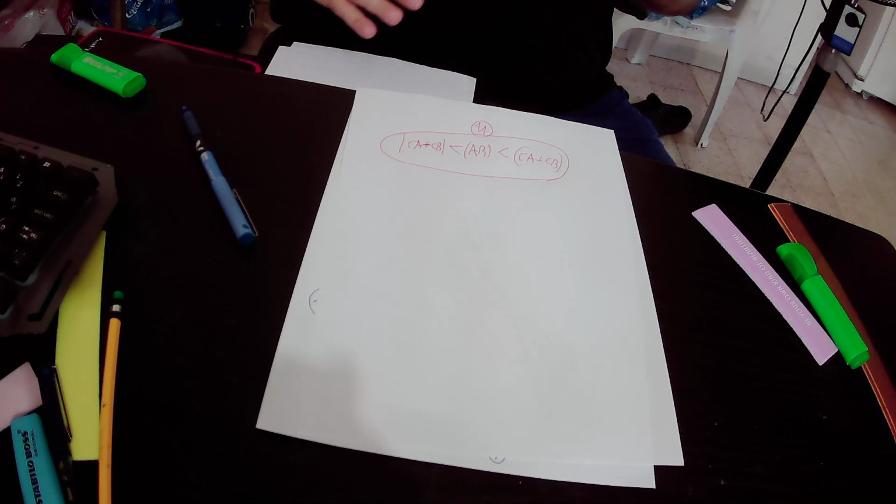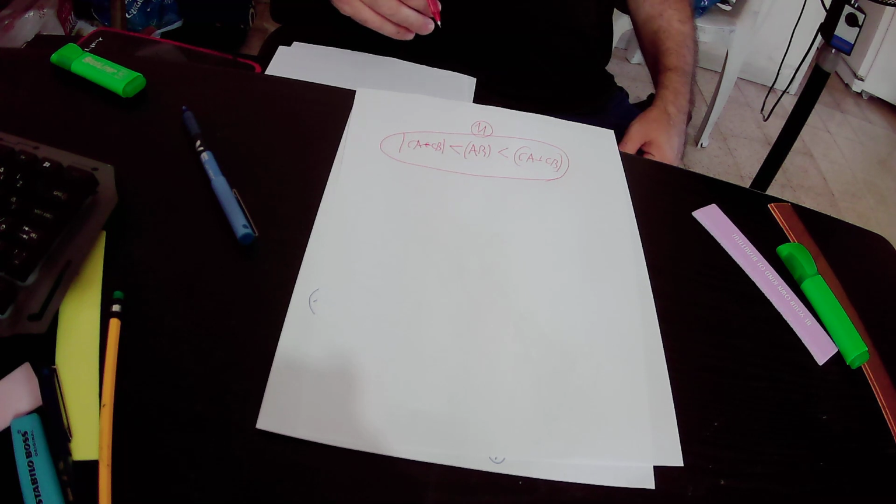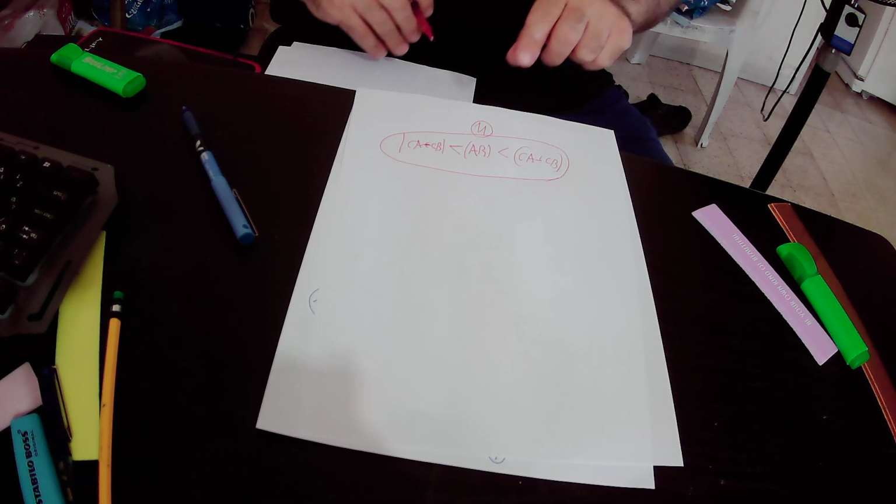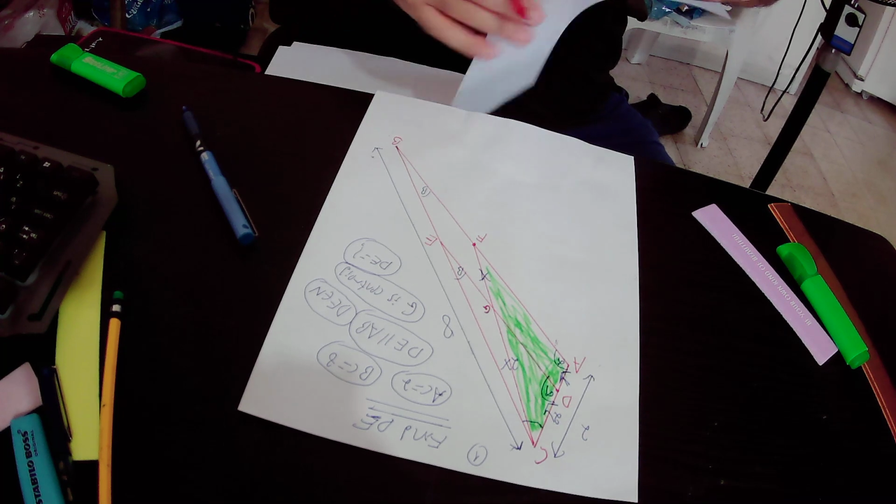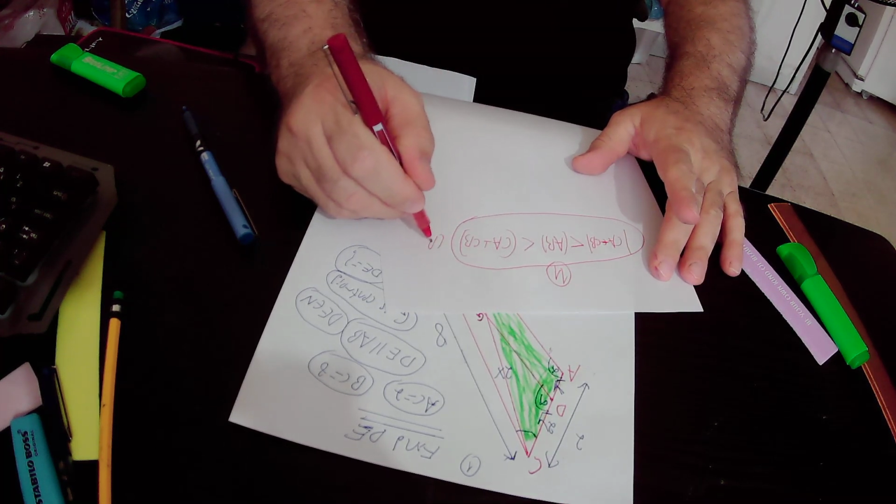It states that AB from one side is smaller than CA plus CB, that is the sum of the two other sides of the triangle, but AB from the other side is bigger than the difference between the two other sides, that is to say, bigger than CA minus CB, or bigger than the absolute value of CA minus CB. That is actually according to rule number 4. Okay?